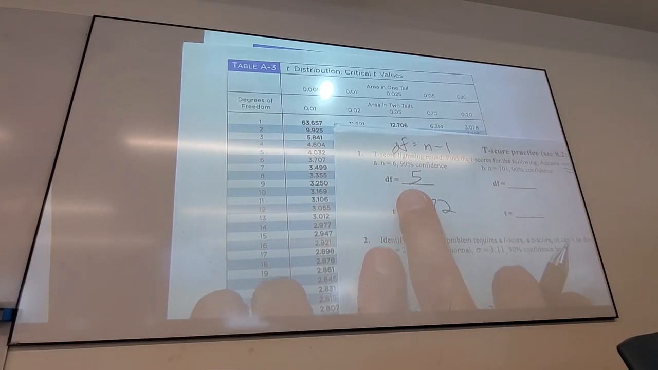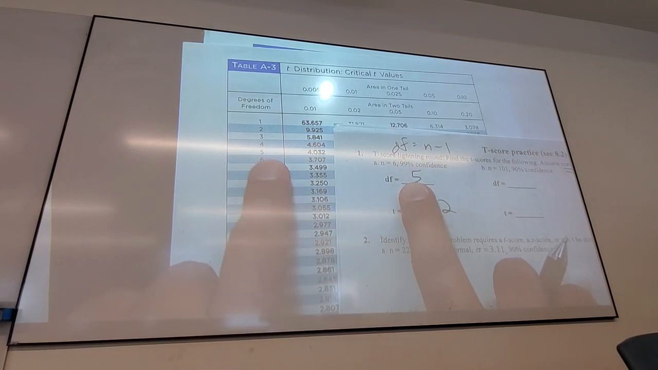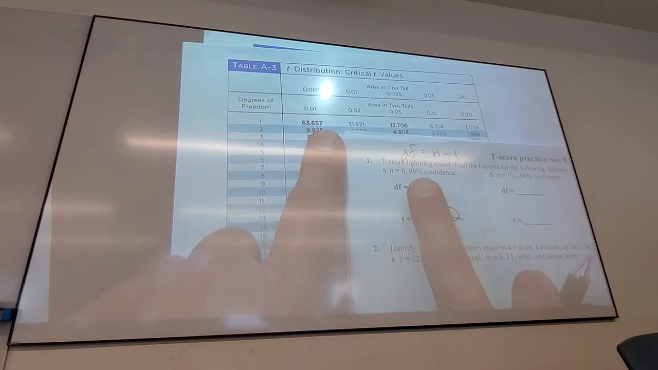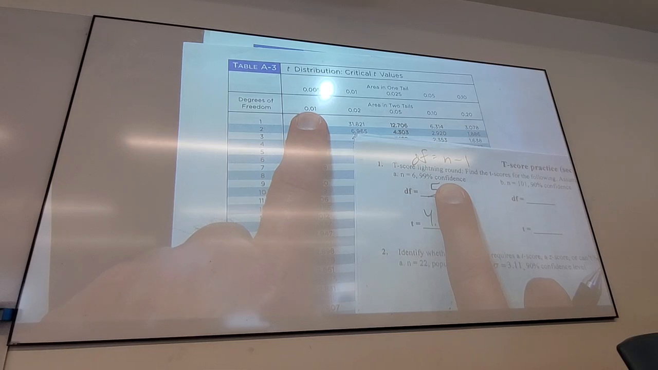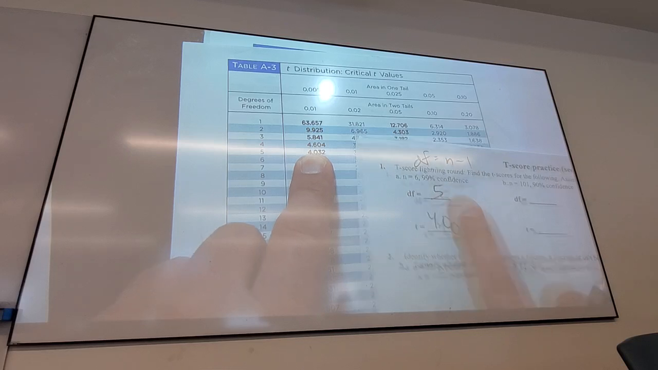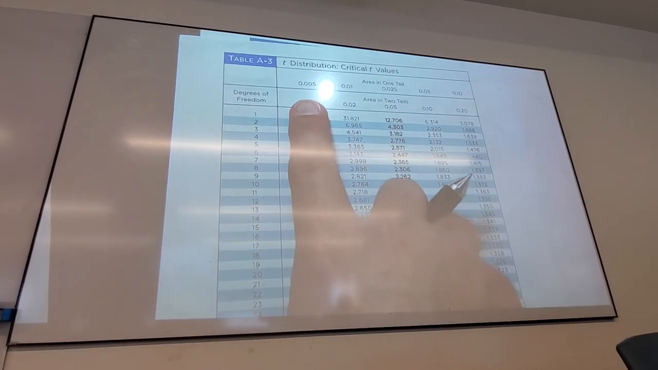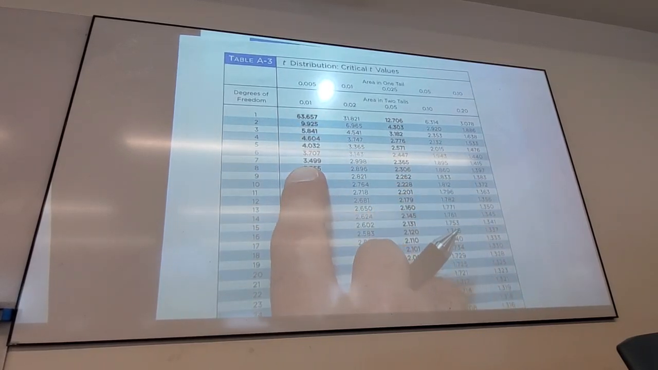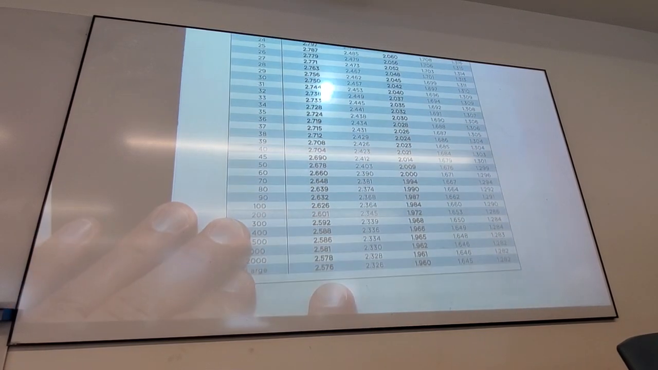Okay, so degrees of freedom, 1 less than 6, so 5. The 99% confidence means there's 1% in 2 tails, yes? So then I just stop at 5. So here's a thing I like to say. If you stop, you get a t-score. If I go all the way to the bottom, I get a z-score.